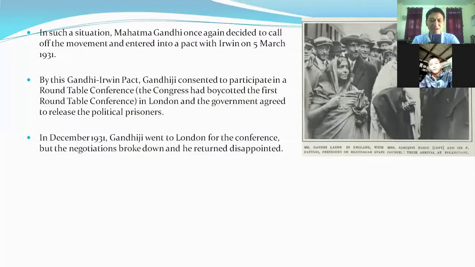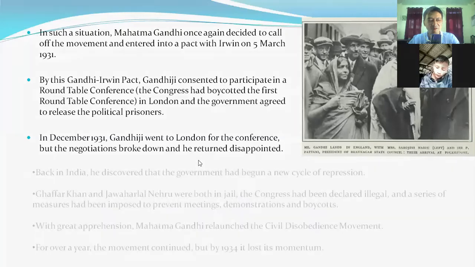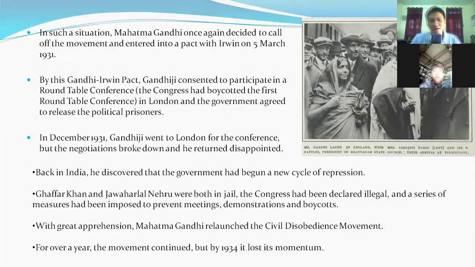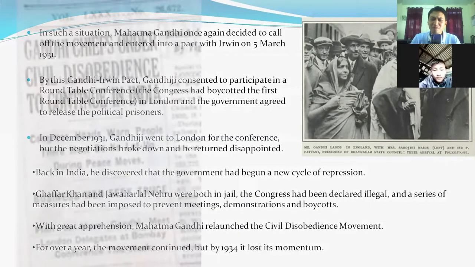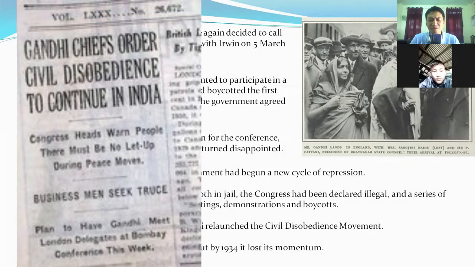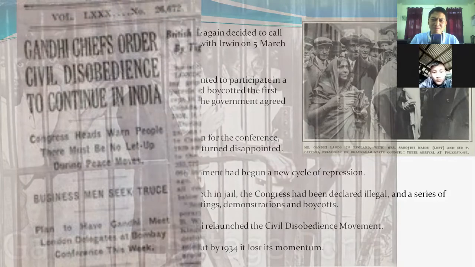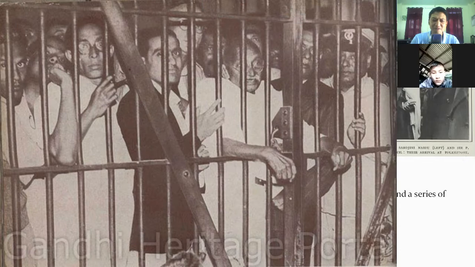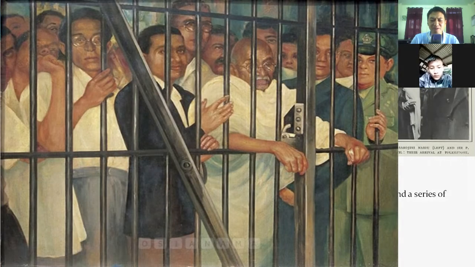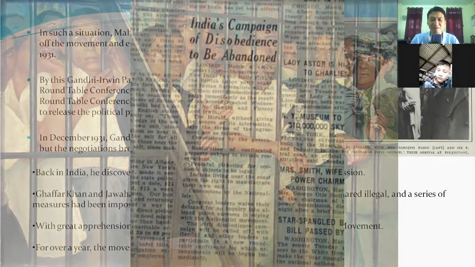So the second roundtable conference was again a disappointment, or you could call it a flop. Then he returned disappointed. So he relaunched the movement and it continued for a year. But with most of the leaders and followers in the jail, people also slowly lost interest in it. And by 1934, it lost its momentum. And then Gandhi formally, officially, stopped this movement.